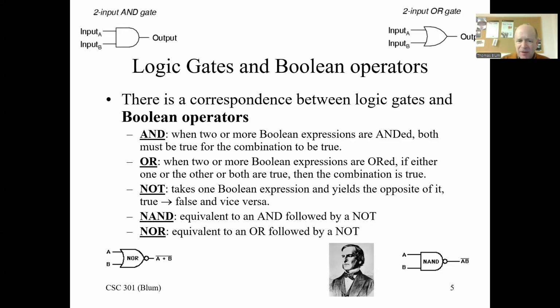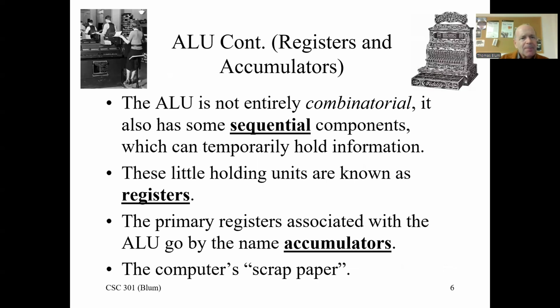A NAND is, in some sense, electronically more fundamental, but logically, it's just performing an AND and then applying a NOT to the result, or inverting it. Similarly, a NOR is an OR operation followed by a NOT. Again, NAND and NOR are more fundamental electronically, but logically, we can think of them as a combination of AND and NOT, or OR and NOT.